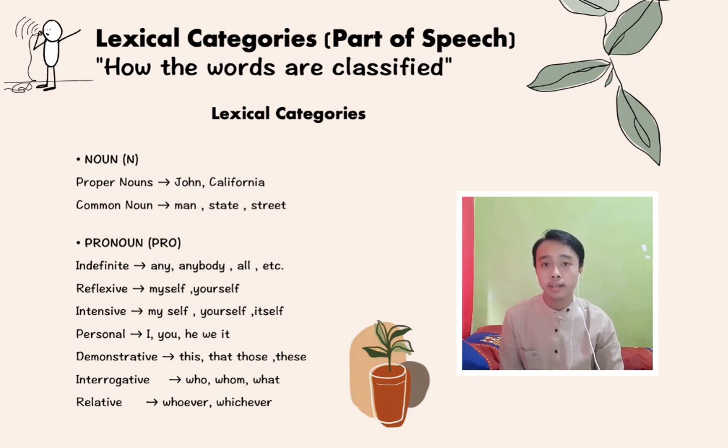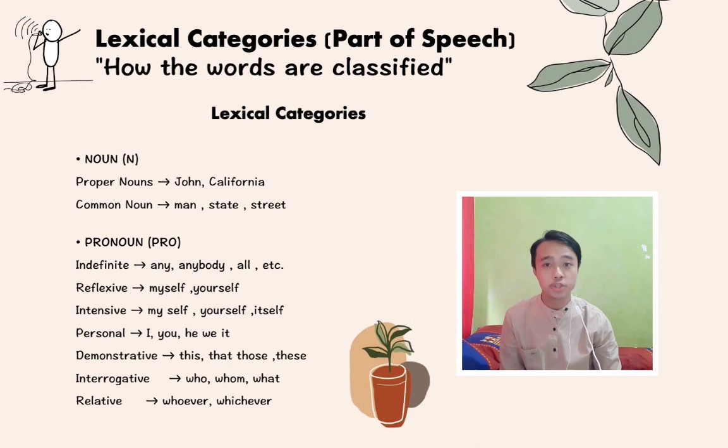Then the next is personal. Personal pronouns are like I, you, he, she, it. Then the next is demonstrative. Demonstrative here are like this, that, these, and those. And then there is interrogative, for example who, whom, what, where. And then there is relative, for example whoever and whichever.